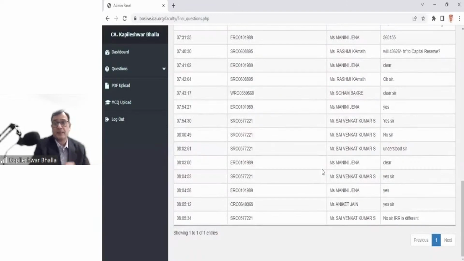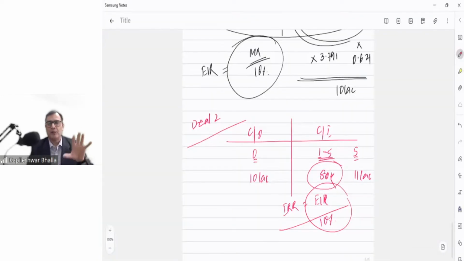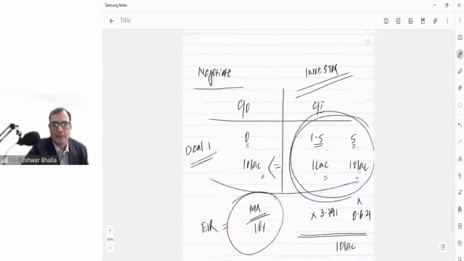And Sai Venkat said, so no, sir, IRR is supposed to be different. Well, friends, the effective interest rate is supposed to be the internal rate of return in the deal itself. When you're looking at the effective interest rate, the EIR is nothing but translating the effective rate in the deal. It's the internal rate of return. Right? I guess I'm pretty clear on this particular aspect. So the moral of the story, I'm going to now say something, vouch for me on this aspect.